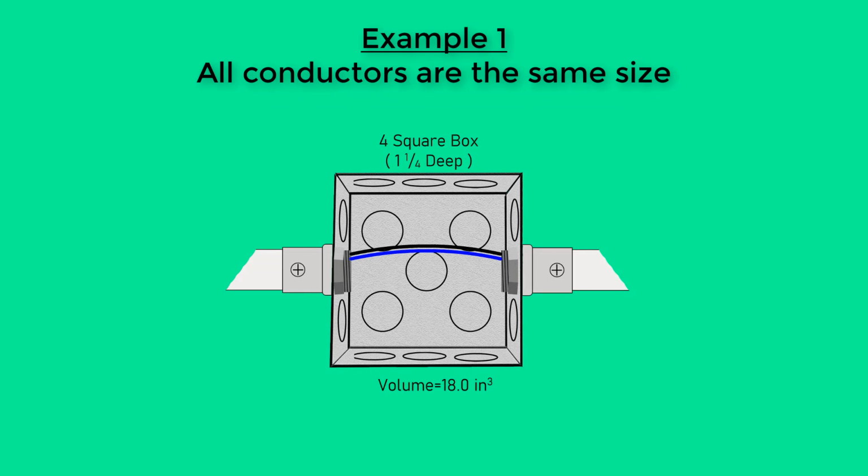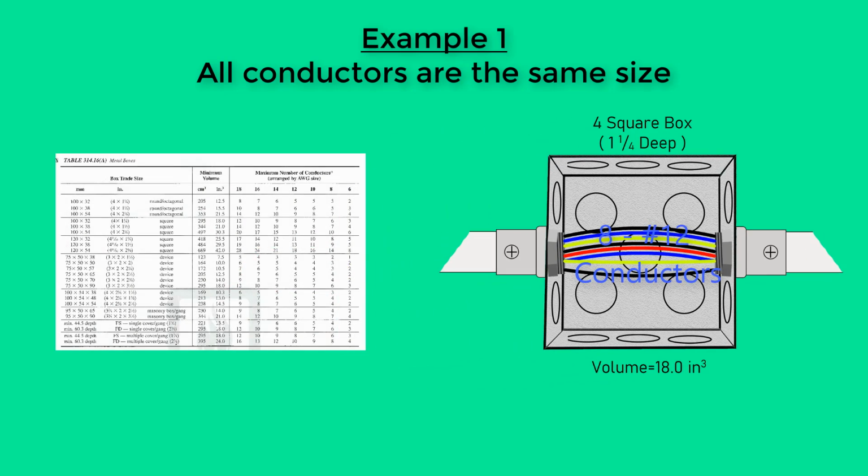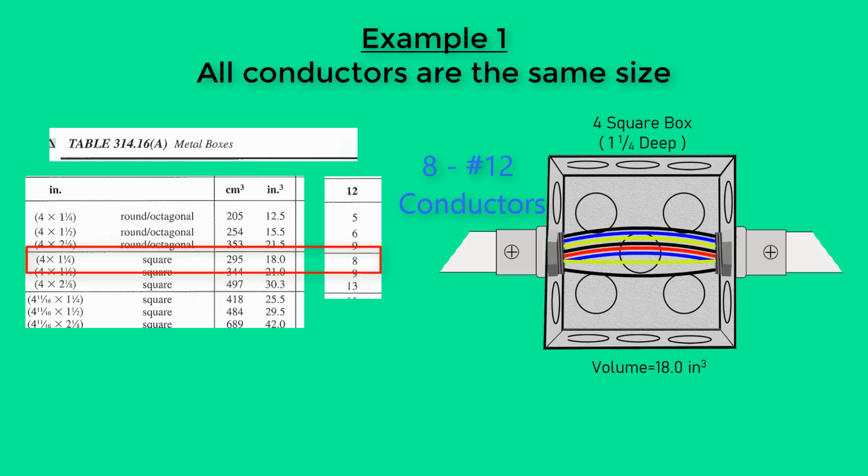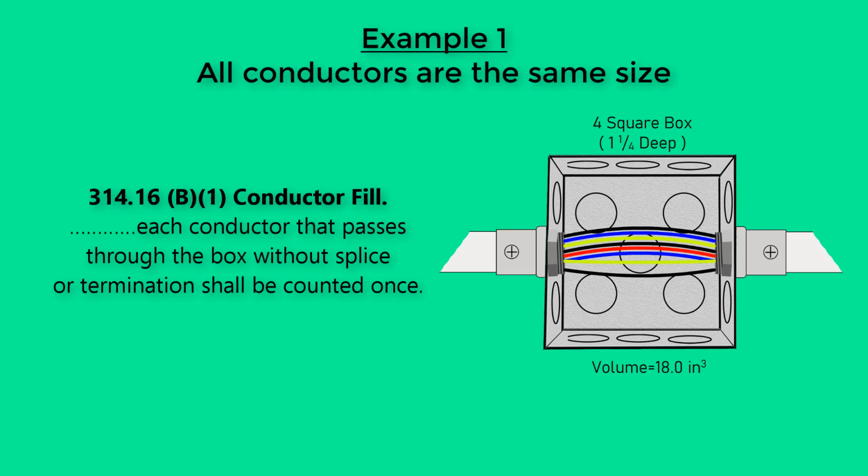In this example, a 4-square box, 1¼ inch deep, is used as a pull box. All of the conductors are number 12. Using Table 314.16(A) for metal boxes, the code allows 8, number 12 conductors. This is a convenient way to reference metal box fill limits when all of the conductors are the same size. The code allows this type of fill count when the conductors in the box have no splices. The code references this in part in 314.16(B)(1). 314.16(B)(1), conductor fill: each conductor that passes through the box without splice or termination shall be counted once.